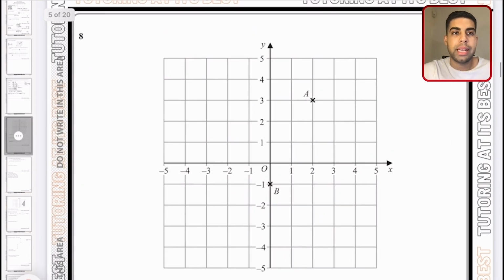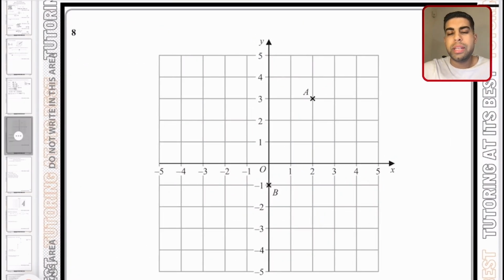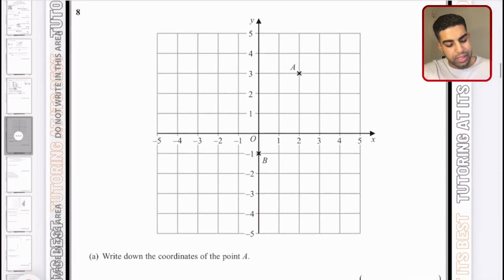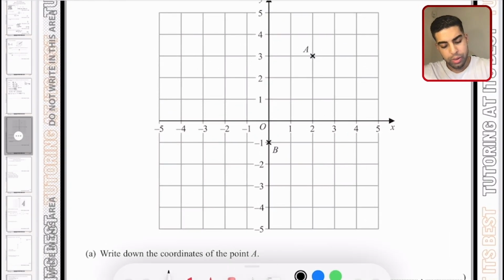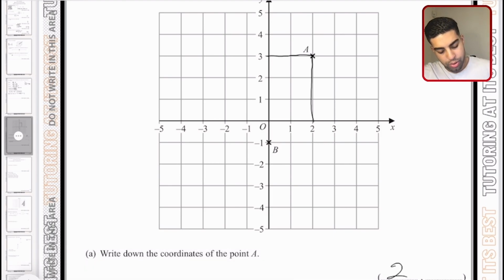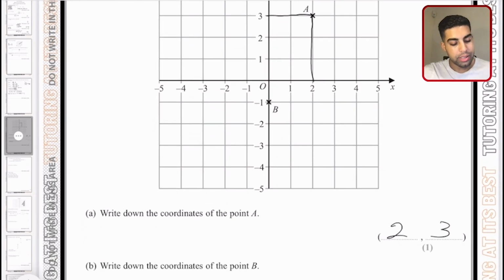Let's go to question number 8. So this is where we need to plot the coordinates of point A. Again, we can go directly up and then across to our y-axis. So that gives us 2, 3. And then we need to go ahead and write out the coordinates of point B. Well, we know we start from our x-axis and we can go all the way down to 1. So we've got 0 on our x-axis and minus 1 on our y-axis.